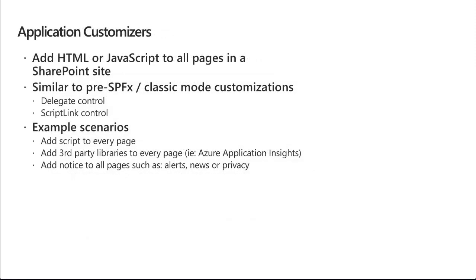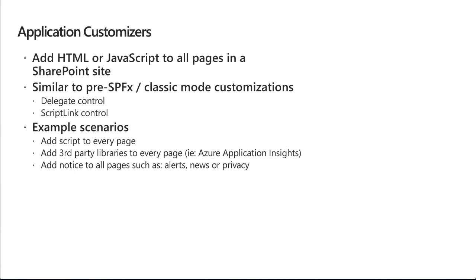Now let's talk a little bit more about application customizers. An application customizer is pretty simple here. What this is going to allow us to do is to add HTML or JavaScript to all pages within a SharePoint site. It's similar to, prior to the SharePoint Framework, things called delegate controls or script link controls, because what it's going to allow us to do is to add JavaScript to every single page on a site, and then there's going to be two HTML elements, two divs on the page, one at the top and one at the bottom, that we can get a handle on and inject HTML into.